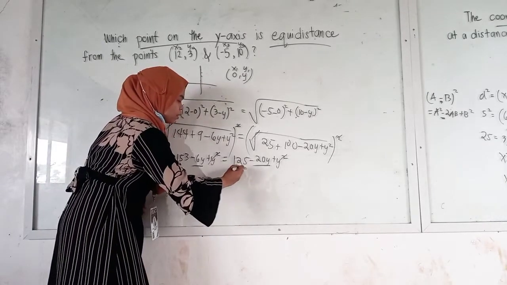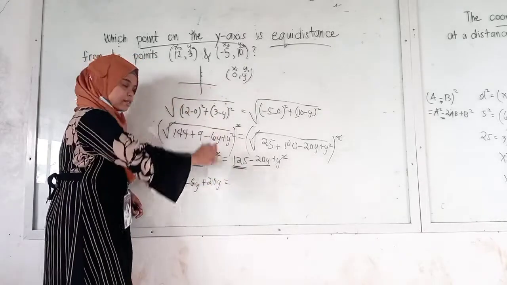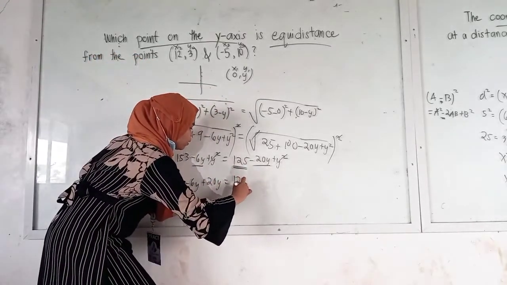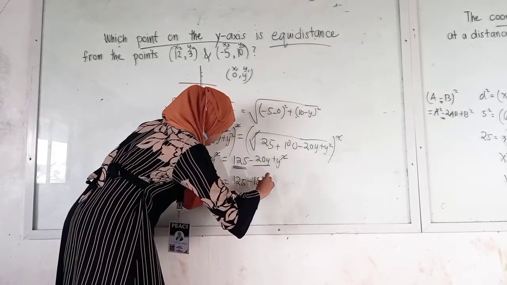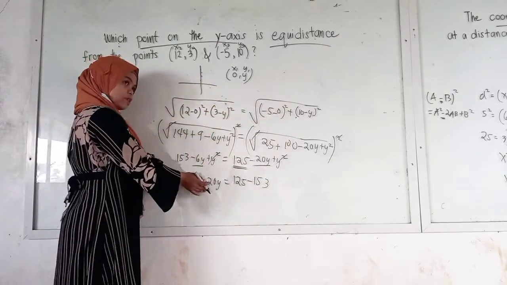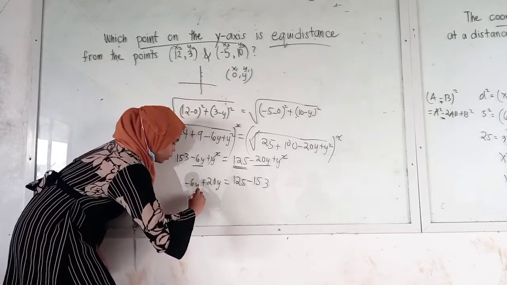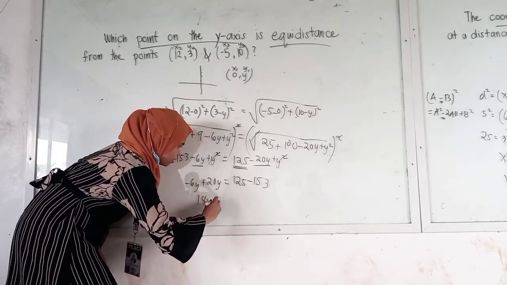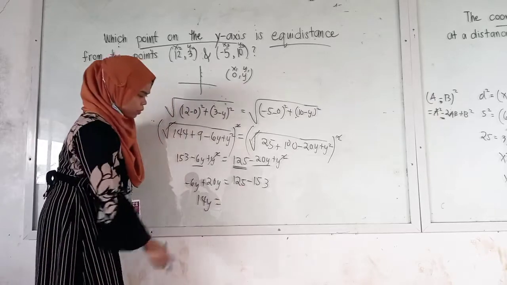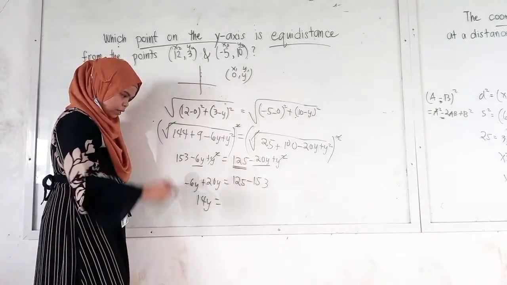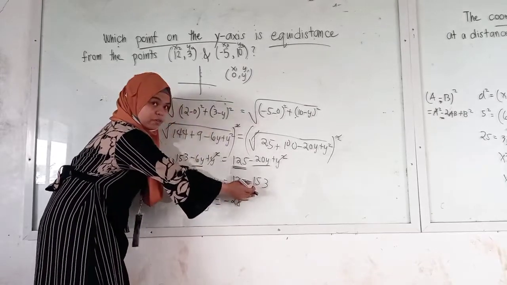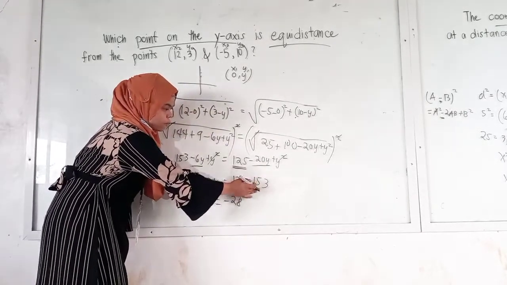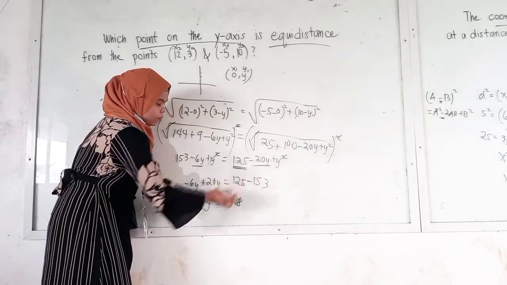Tapos yung mga constant naman, yung walang variable, nasa right side. So I have 125. This is negative 153. Negative 6 plus 20y, that is 14y. Tama? 125 minus 153, that is negative 28. Tama? Negative 28 because 153, mas malaki yung value niya at the same time negative.